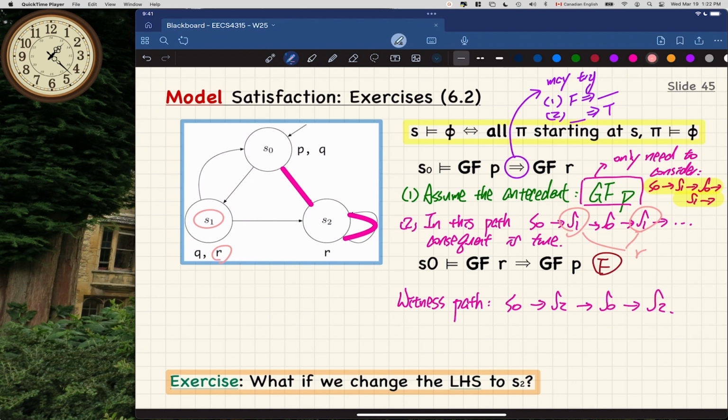So for this one over here, you can say that infinitely often R is true, but infinitely often P is false. So we actually got true implies false, which is equivalent to false. All right, that's the justification.